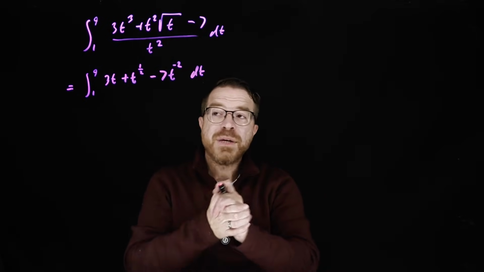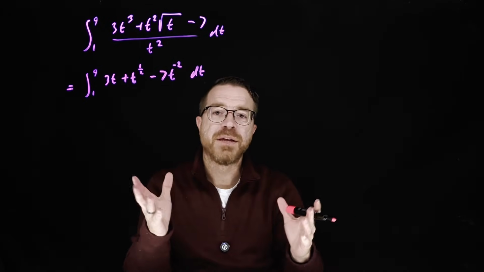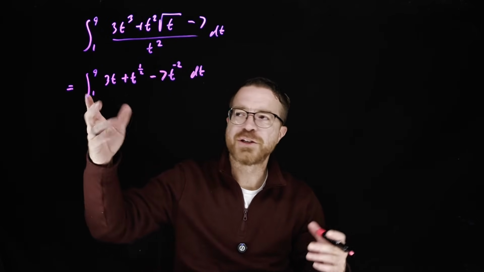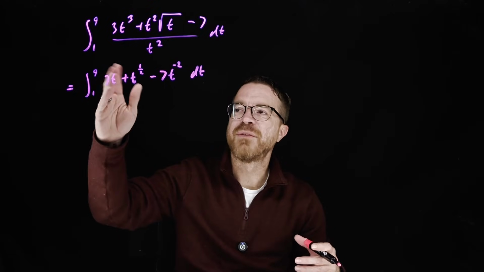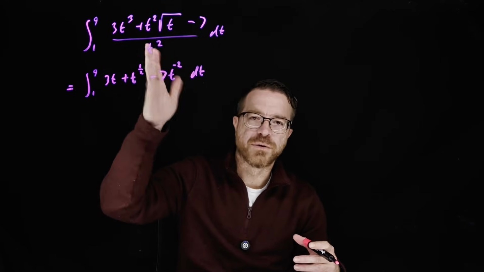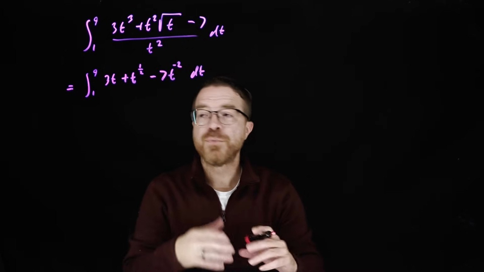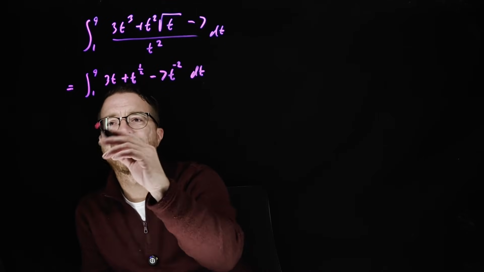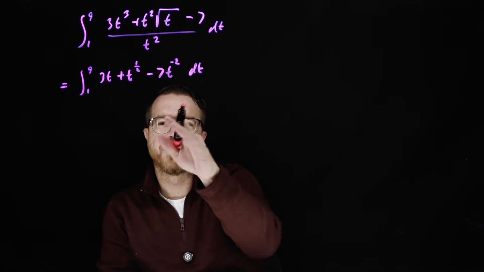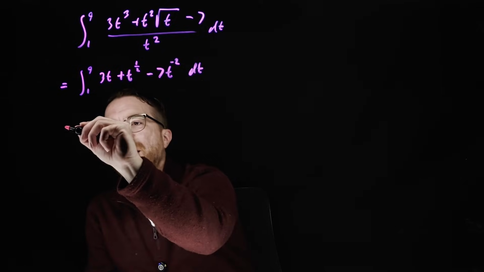So now what I need to do is split this and then find the antiderivatives. So I'm actually going to do this all in one step. Normally, what we're doing is splitting this into the integral of 3t plus the integral of t to the 1/2 minus 7 times the integral of t to the negative 2. What I'm now going to do is split it and find the antiderivatives at the same time.